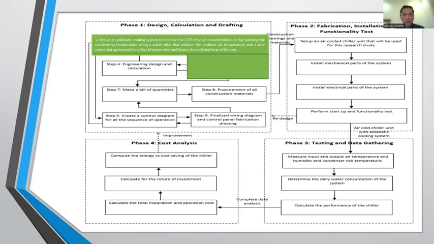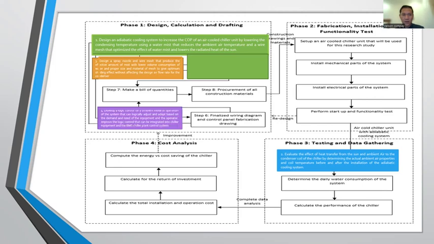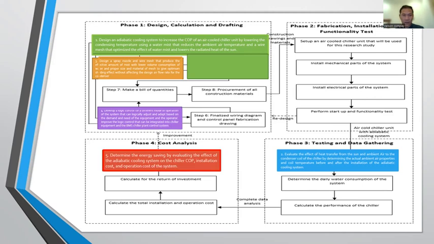So the specific objective 1 will be addressed at this area. Specific objective 2 will be addressed at phase 3, specific objective 3, this specific objective 4, and lastly, the specific objective 5 will be addressed at phase 4.